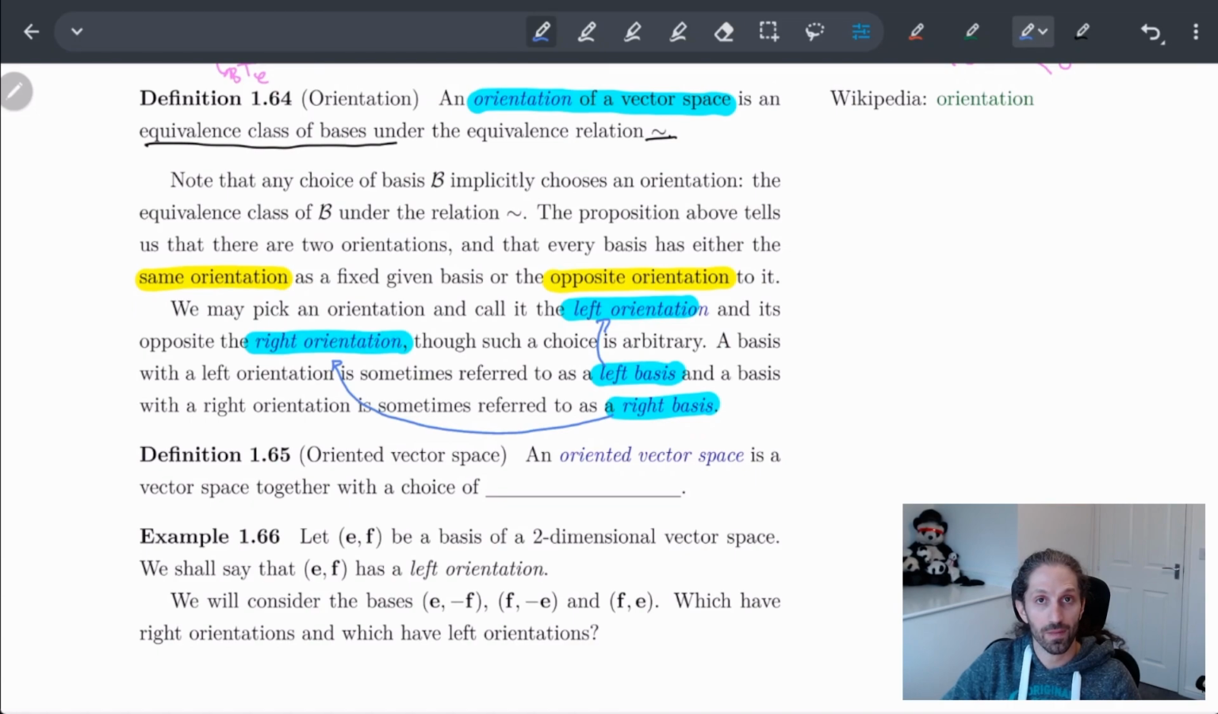Now what this allows us to do is define an oriented vector space. So what's an oriented vector space? This is a vector space with some choice of orientation. So we choose an orientation for our vector space.